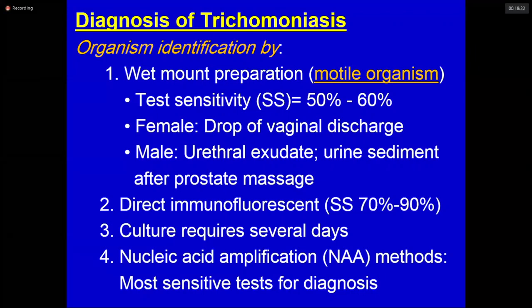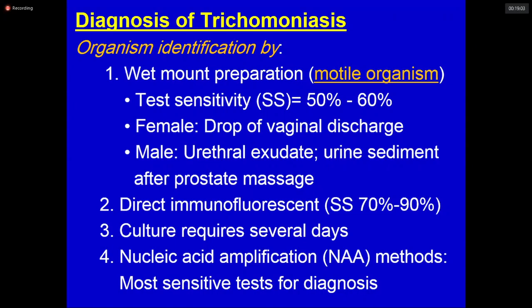Diagnosis of trichomoniasis: identification of the organism. If we make a wet mount preparation, what is a wet mount preparation? We put normal saline, a drop on a slide, and then with a swab, we mix the specimen with the drop, and then you put a cover slip over it. This is called wet mount preparation. You will take it in the lab, God willing. You can see motile organisms, with jerky, non-directional movement.